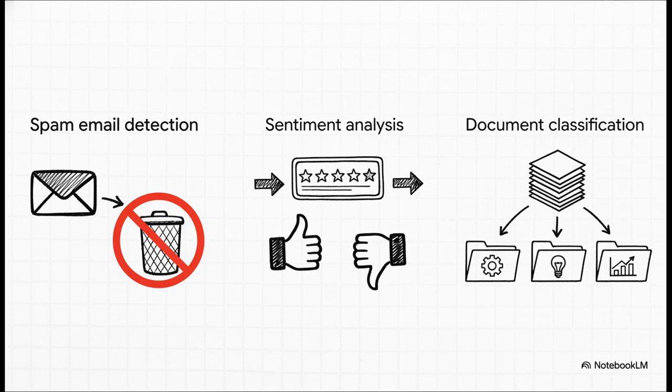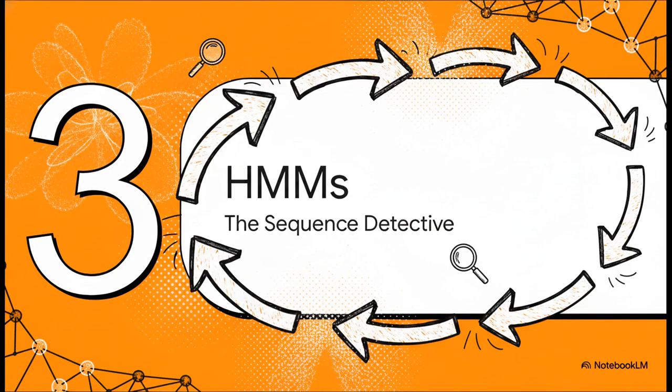Okay, so let's shift gears and look at our next model. We're going to see how this one also builds on that same idea of probability, but for a completely different kind of problem, one where the order of things is everything.